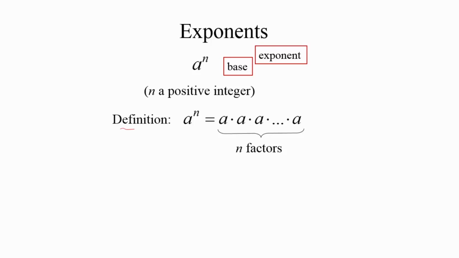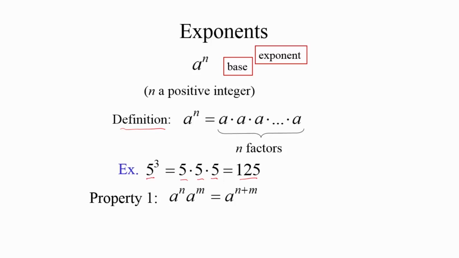The definition is that a to the n power is a multiplied by itself n times, or n factors. So 2 to the third power is 2 multiplied by itself 3 times. So 2 to the third power is 2 times 2 times 2. As an example here, 5 to the third power is 5 times 5 times 5, 5 multiplied by itself 3 times. That is 125.